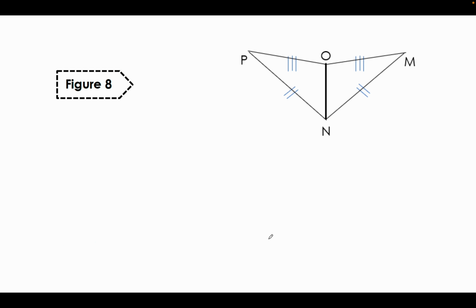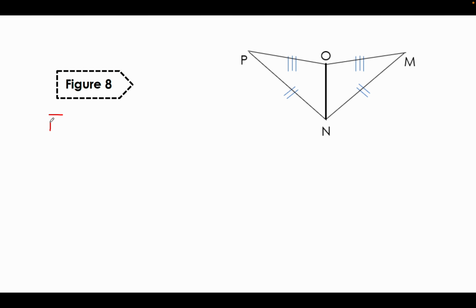Okay. Then let's have this one. Figure 8. So, given triangle PON and triangle MON, who can name the three congruent sides of the two triangles? The first one we have side, anybody? Look at the markings. Same marking means corresponding part. Side PO and MO, sir. Side PO and MO.